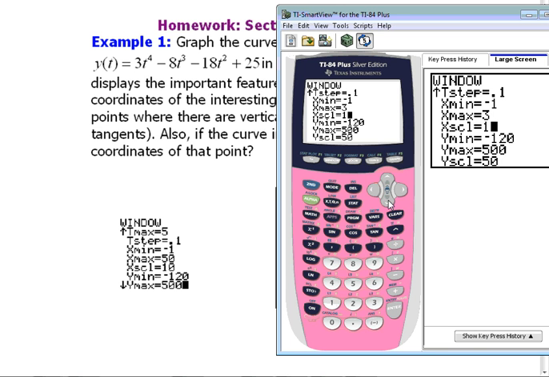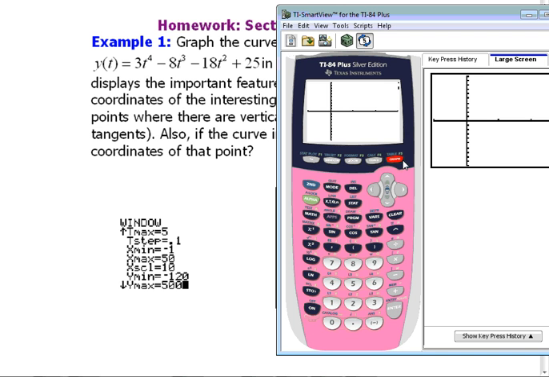Y min, let's make it -10. And Y max, let's make it 10, let's see what happens. And the Y scale, count by 1. Leave your T values the same. That didn't work. Do 100 for your T.